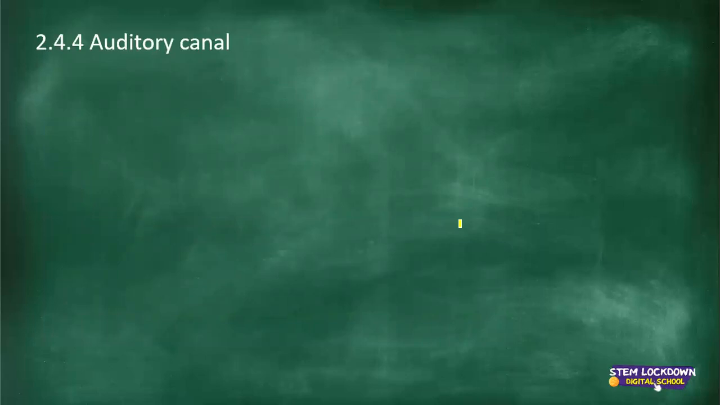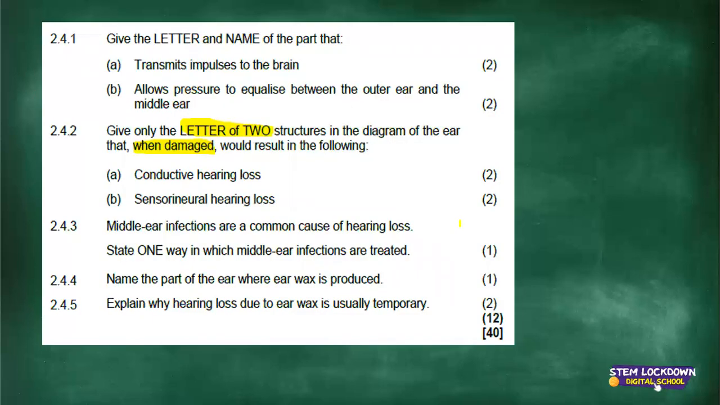And then 2.4.4, name the part of the ear where earwax is produced. It's in the auditory canal. That's where the earwax is produced. Auditory canal.